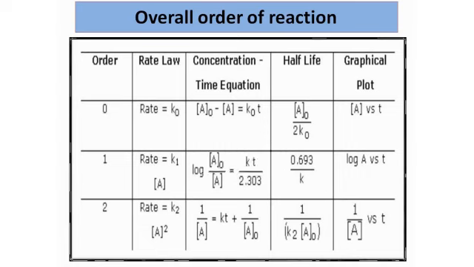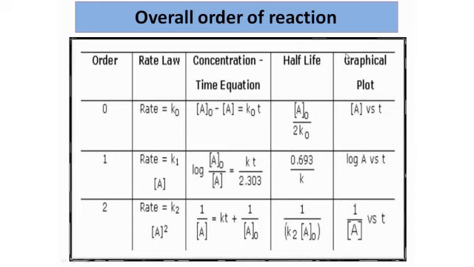So the overall order of the reaction, this is the chart. For zero order reaction, rate is equal to K naught. First order rate is equal to K1. Second order rate is equal to K2. A is the concentration of the reactant. The concentration-time equation is this for zero order, for first order, for second order, and this is their half-life. We know that, right?